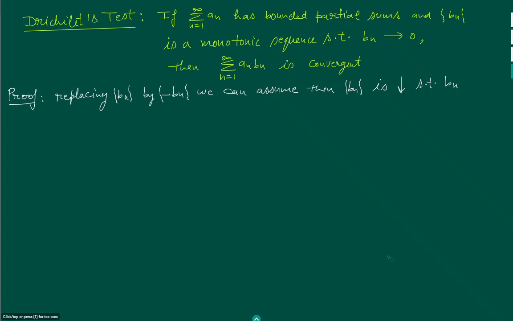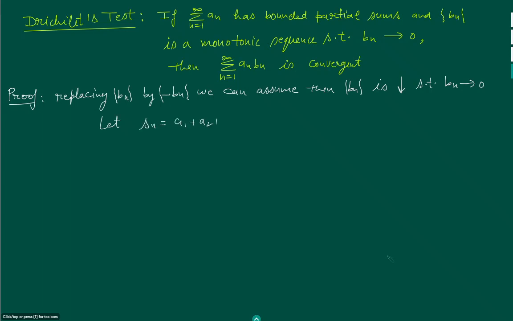If bn is monotonically increasing, then minus bn would be monotonically decreasing. So in any case, we can assume that bn is monotonically decreasing and also bn converges to 0. So we are assuming that bn is monotonically decreasing and converges to 0. So bn is converging to 0 from the right hand side. Okay, on the real line, bn is converging to 0 from the right hand side.